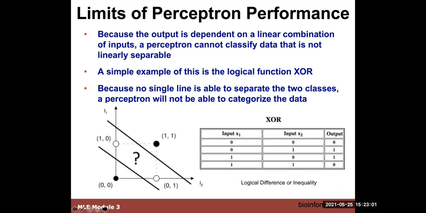Now, if you want to do something a little more complicated, where we're not just trying to do a linear combination, something that's not linearly separable, if we wanted to measure inequalities or logical differences, you have to use a logic function called exclusive OR, XOR. So, is zero different from zero? No. Is zero different from one? Yes. Is one different from zero? Yes. Is one different from one? No. So the XOR essentially allows you to make distinctions.